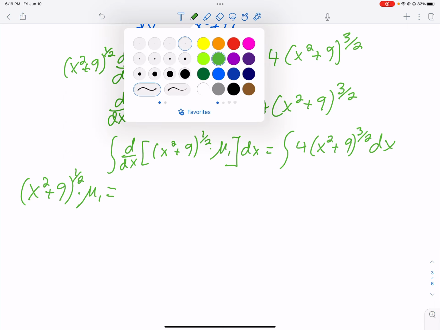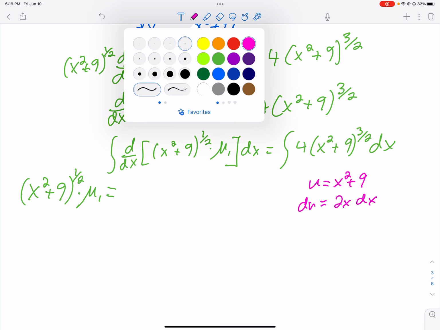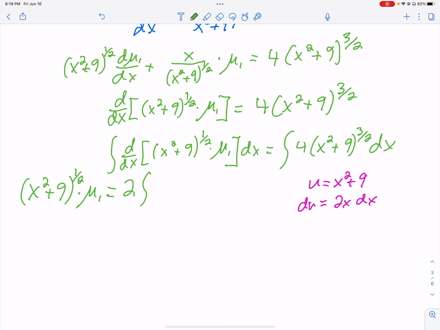Let's do a u sub. So u is going to be x squared plus 9. So du is 2x dx. So it covers most of that. So I'm going to have a 2 outside. And then I have u to the 3/2 du. Right? This is x squared plus 9 to the 1/2 times mu1 equals, okay, I raise it, so I get 2 times u to the 5 over 2, divided by my new exponent, which is 2 over 5. And I'm going to have a plus c here.